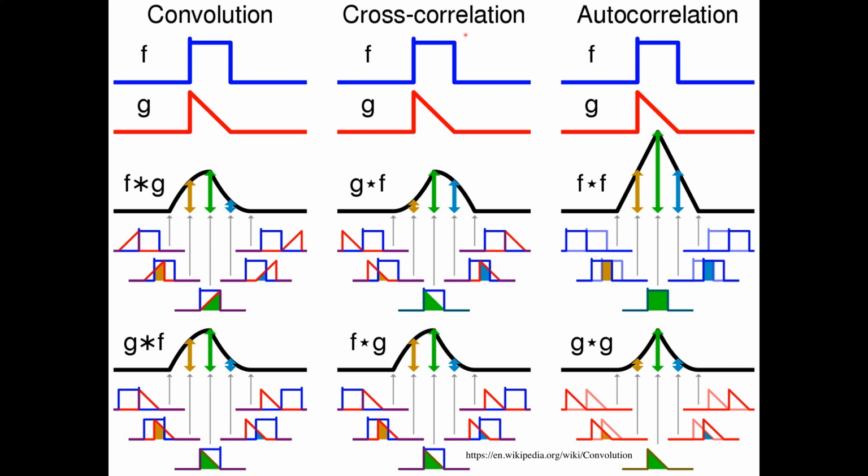The cross correlation of f and g is when you do not flip g. You just cross correlate the two by putting g over here and then moving it across f and calculating these overlap intervals like so. And then autocorrelation doesn't involve g at all. It just involves f correlated with itself, or g with itself.